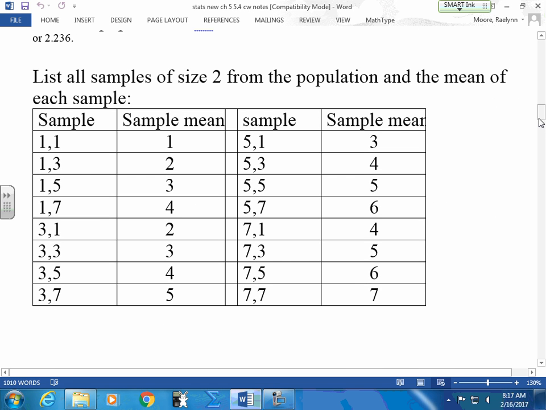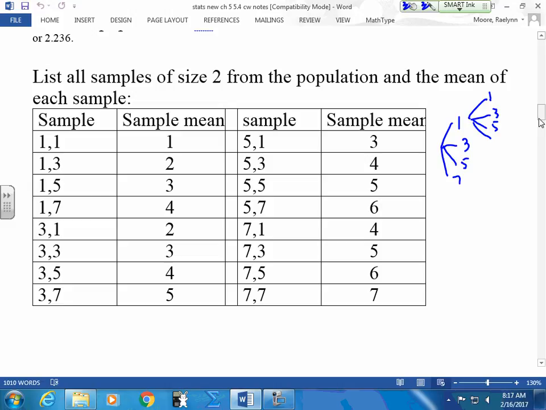Here's my table. Here's every possible thing that could happen. I make a tree. 1, 3, 5, 7. From here, I can get 1, 3, 5, 7. I can do the same here, the same here. Shouldn't I get 16 of these guys? I should get 16, right? So don't I have 16 of these written out?